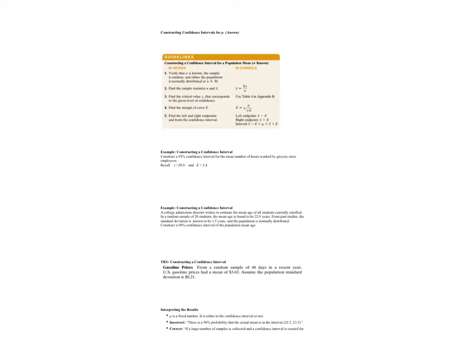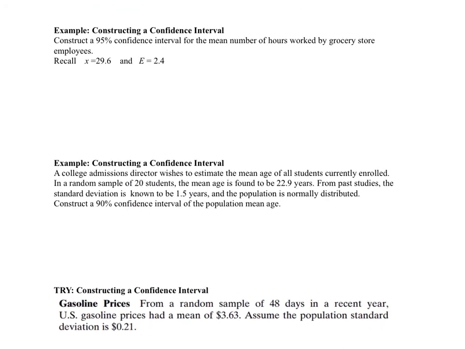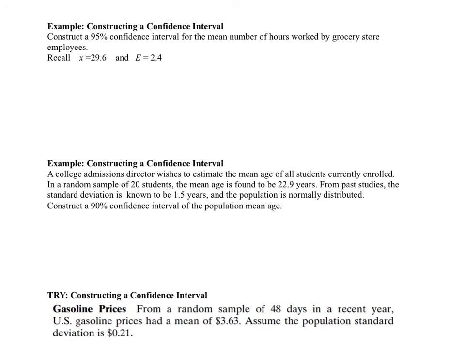There's my chart. I guess I wasted time writing on it. Oh, well. Okay. So here's our example, constructing a confidence interval. Construct a 95% confidence interval for the mean number of hours worked by grocery store employees. And I guess we're just using that same example. So remember that this should say X bar is 29.6 and that our margin of error is 2.4. So usually you have to calculate these things, but we're still working with the example that we've been working with from the jump. So we're just going to pretend we already did all that work already.